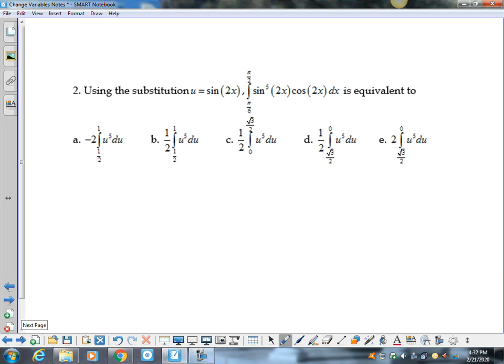Okay, so this one's multiple choice. So this one's not asking what the numerical answer is. This is the one that's asking for the setup. So it's telling me my u sub. Okay, so here's my problem.